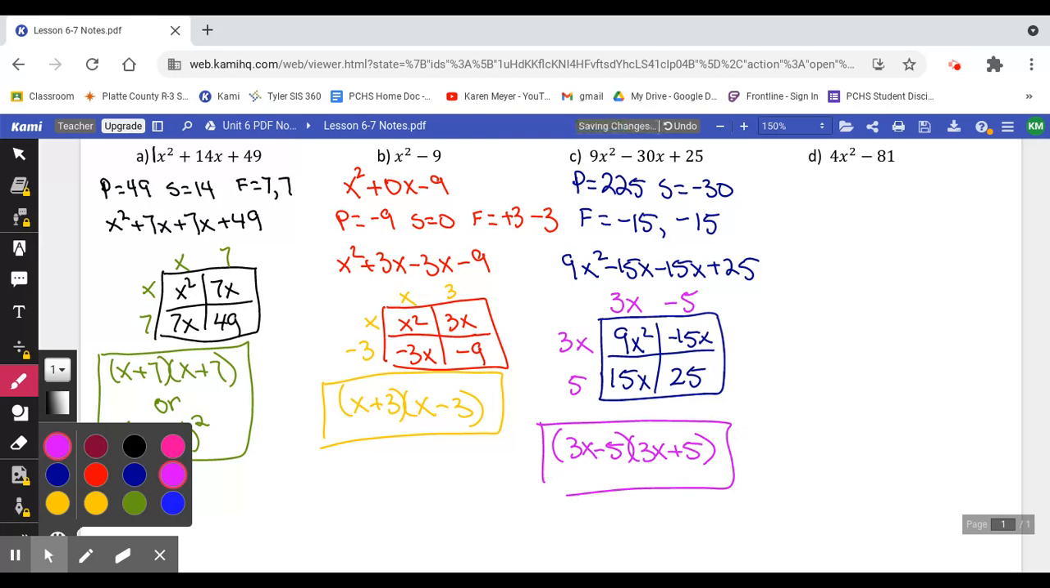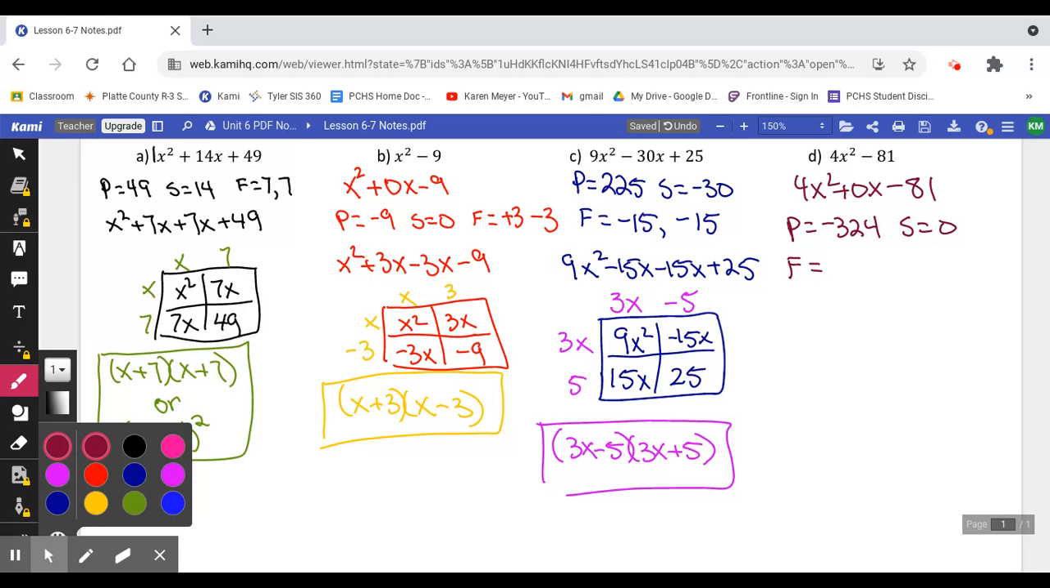Okay, last one on this row. So once again, I noticed there's two terms, so I'm missing a term. So I'm going to put 0 in the middle. So plus 0x minus 81. Does it have a GCF? Nope. So then my product would be 4 times negative 81, which is negative 324. And my sum is 0.